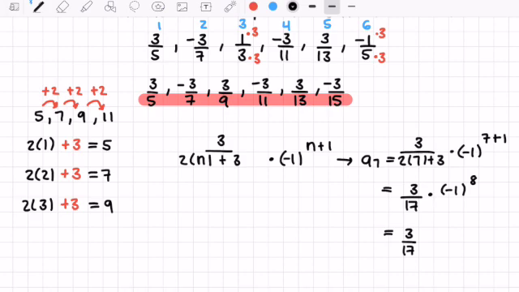So hopefully this helped. Most of the time this rule works. Sometimes you are going to have to get a little creative and do something different, but the majority of the time this should be helpful. So hopefully this helped. Good luck.